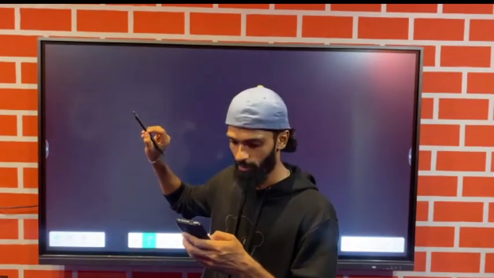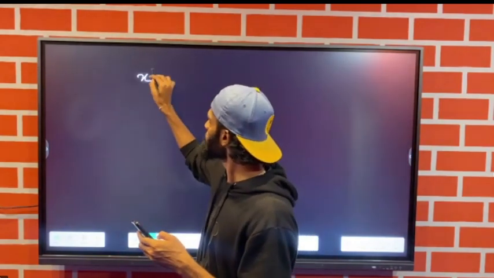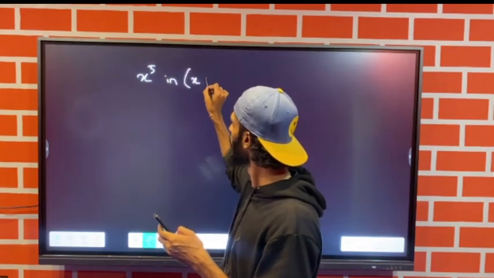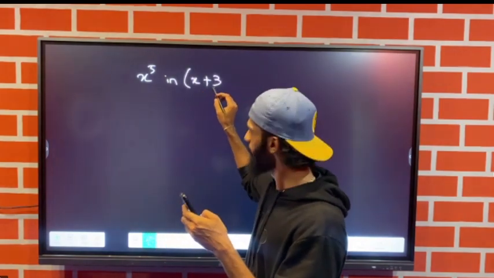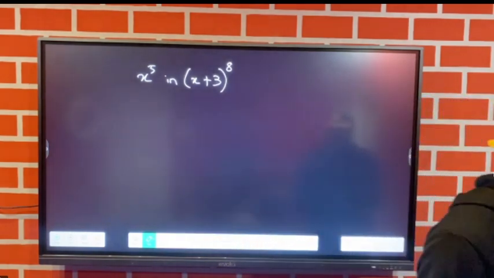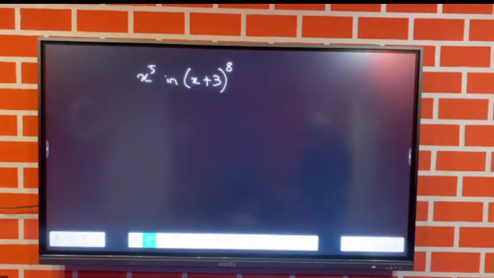Find the coefficient of x power 5 in... just copy the question. I will solve. You don't even try.